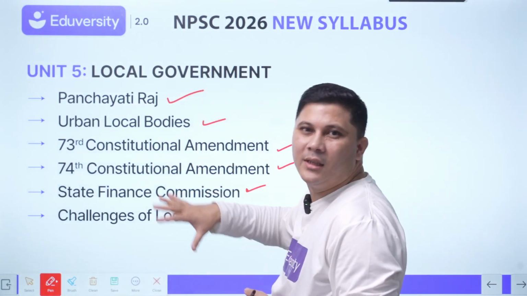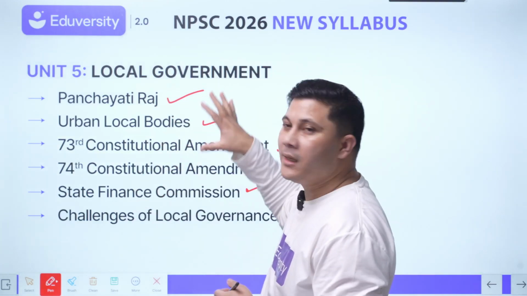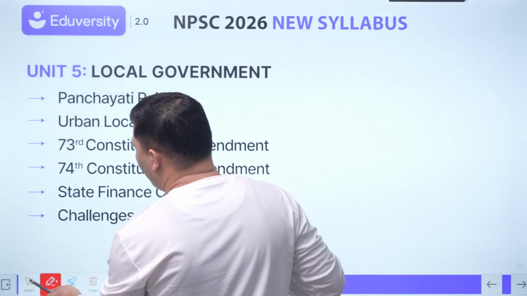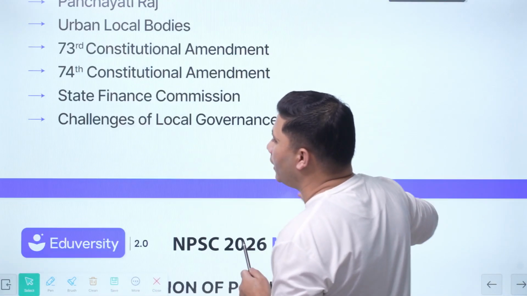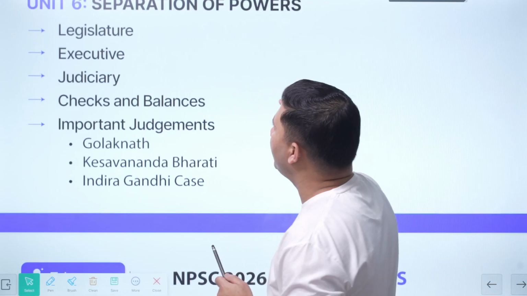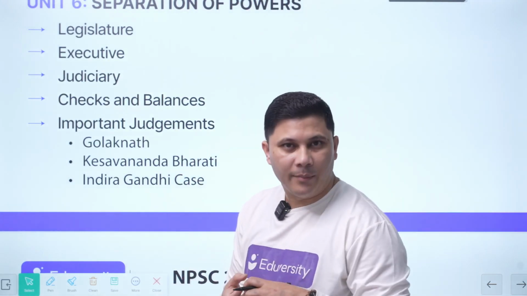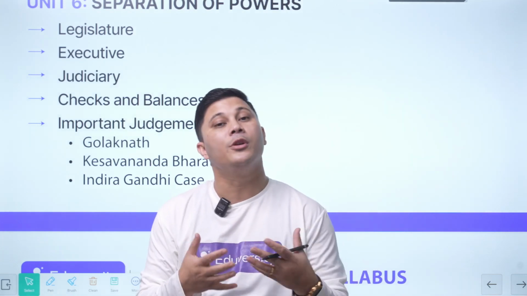So all of the challenges and the way forward, you will have to understand local self-government, which is very, very important. Okay, then we will go to Unit 6. In Unit 6, you have to study the separation of power: legislature, executive, judiciary, checks and balances, the doctrine of separation of power.